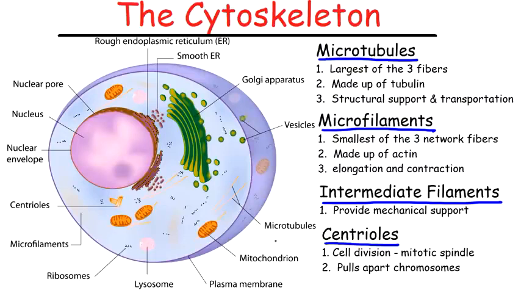Next up, we have the centrioles. And here it is in the diagram. The centrioles are active during cell division. And during that time, they form something known as the mitotic spindle, which consists of microtubules. And what it does is during cell division, it pulls apart the chromosomes, thus allowing the cell to be split into 2. The chromosomes are basically a condensed version of chromatin, so they form during cell division.